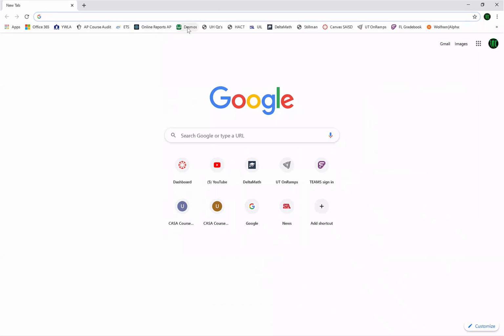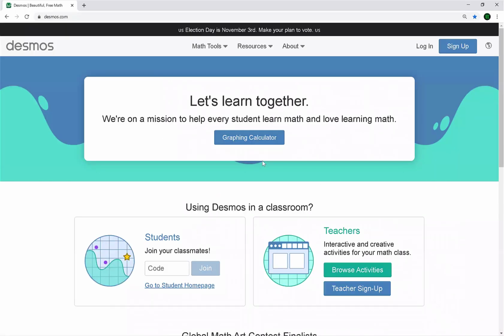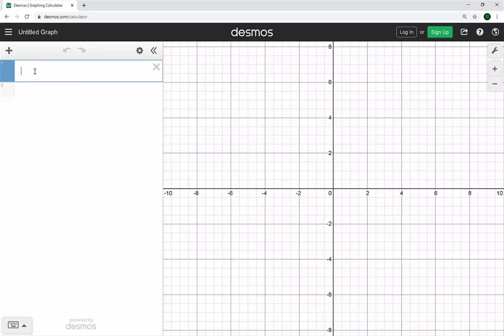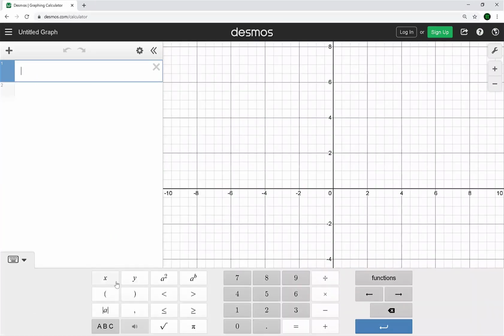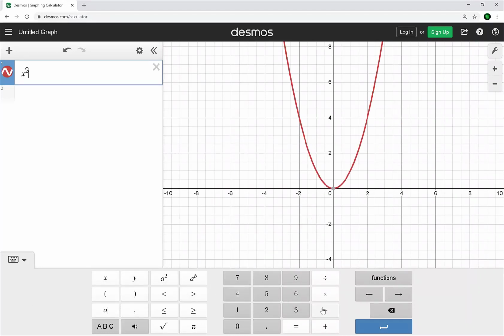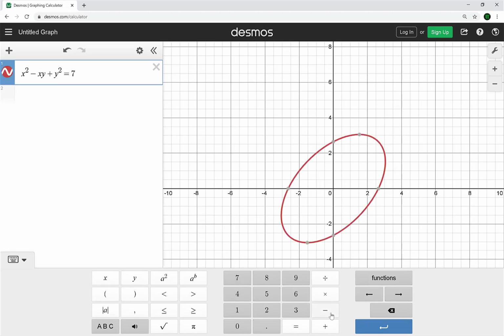All right, guys, here's Desmos. Graphing calculator. I already forgot the equation. Can you guys hook me up? x squared minus xy plus y squared equals 7. There's my beautiful ellipse. Wow, look at that. I love Desmos.